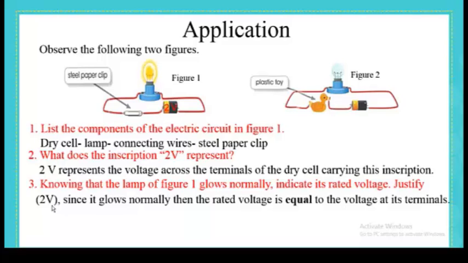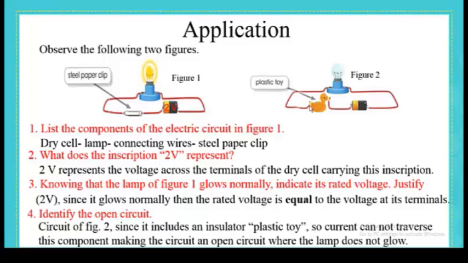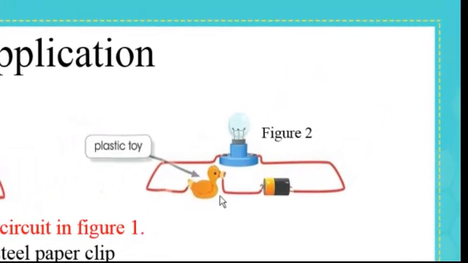And moving to the fourth question, identify the open circuit. Which one represents an open circuit? Yes, it is the circuit in figure 2, because we have right here something made up of plastic, and we've said before that plastic is an example on insulators, and this means that the current is not going to flow because of this material. So we have an open circuit and the lamp doesn't glow.